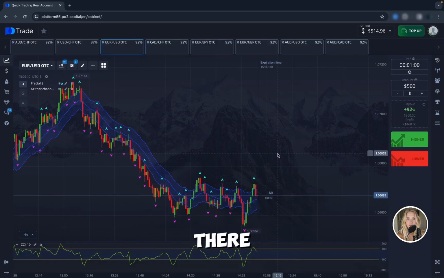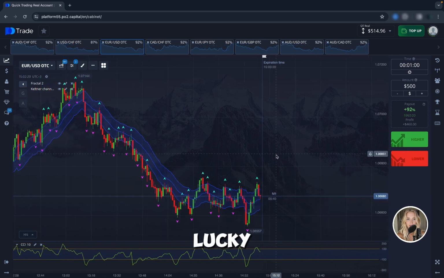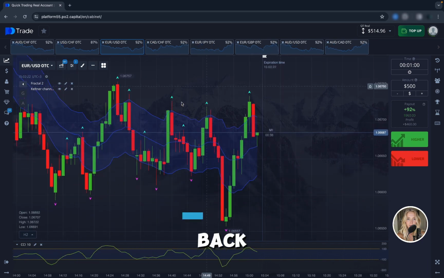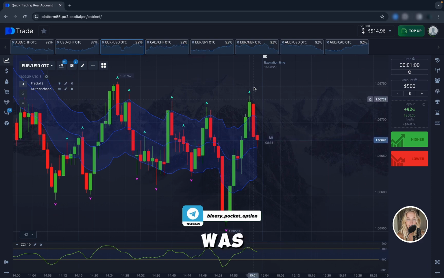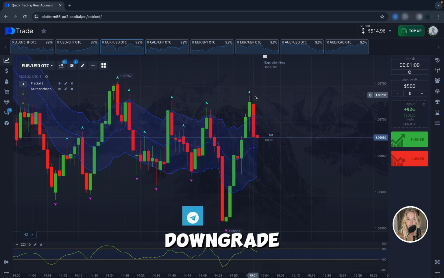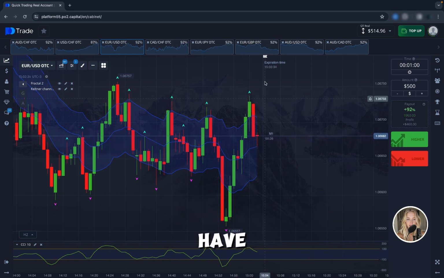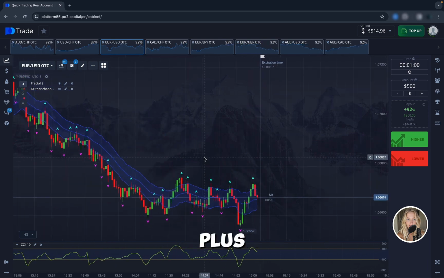In general, there was nothing complicated. There was a bit of bad luck in the last transaction, but that's okay. This is trading. Someone is more lucky, someone is less lucky. But even if we go back to the last trade now, we would have opened it a little later, let's say. We waited until a fractal was formed. We would have opened on a downgrade, and in general we would have closed the deal without any problems, in plus.